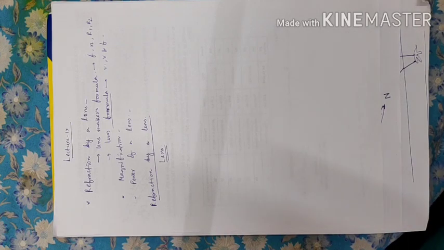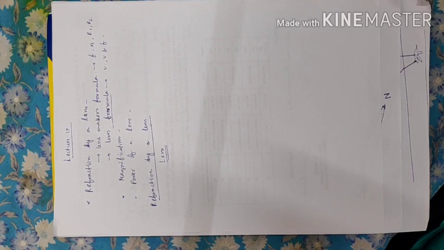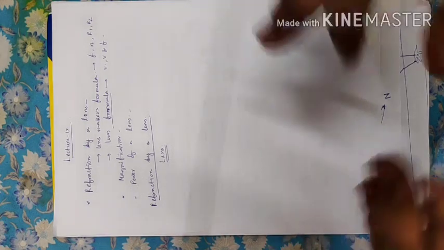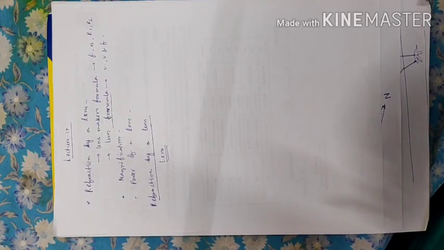Lens is a device that can be used to form an image of an object.